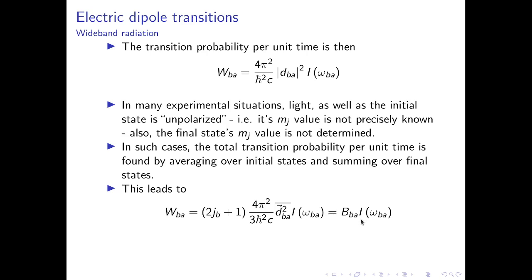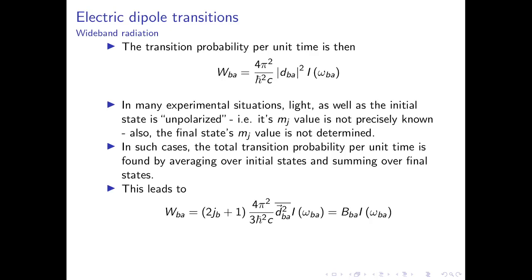So BBA is essentially what we will soon call Einstein's coefficient for transition from state A to state B. And BBA, of course, is a quantity given by this, which depends on the degeneracy GB of the state B. How many different states are we considering together? That's a 2JB plus 1 times the factor which essentially depends on the matrix element, or averaged out matrix element, for the dipole moment operator.